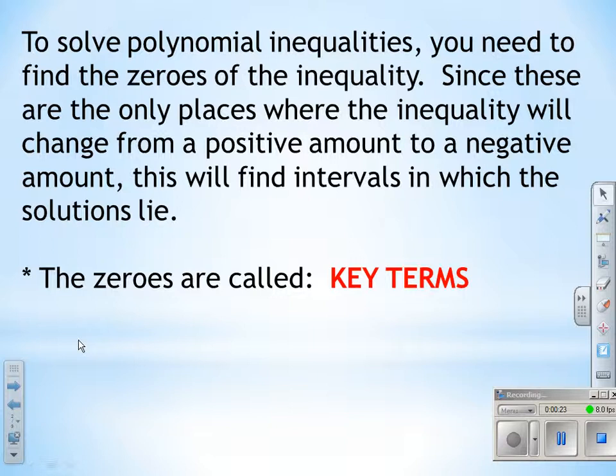To solve polynomial inequalities, you're going to need to find the zeros of your inequality, very similar to finding solutions for equations. But since these are inequalities, we're looking at greater than or less than statements. So we're not going to be coming up with a number or just a couple of numbers that are solutions. We will be finding intervals of numbers. These zeros of the inequality are places where the inequality will change from a positive amount to a negative amount. They are going to identify for us those intervals in which our solutions are going to lie. Now these zeros are called the key terms of the inequality.